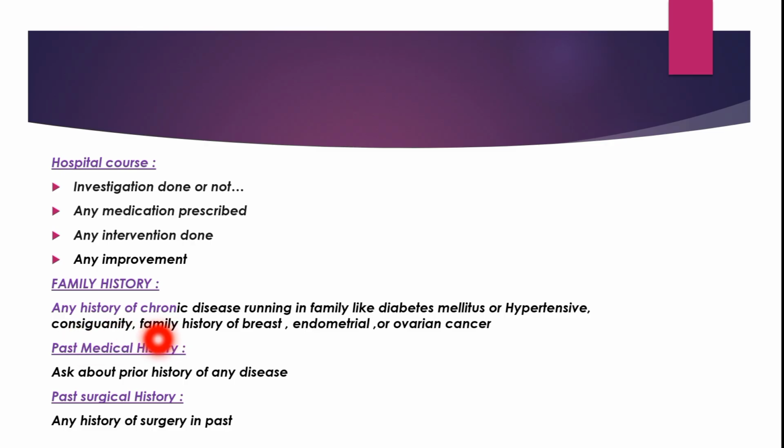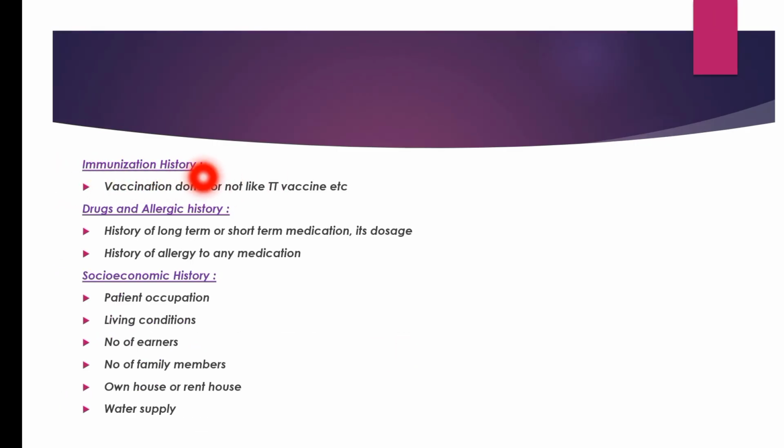And past medical history, ask about any prior history of any disease, and the past surgical history, ask about any history of surgery done in the past. Next one is the immunization history. So immunization history asks about the vaccination status of the patient. And next is the drugs and the allergic history.